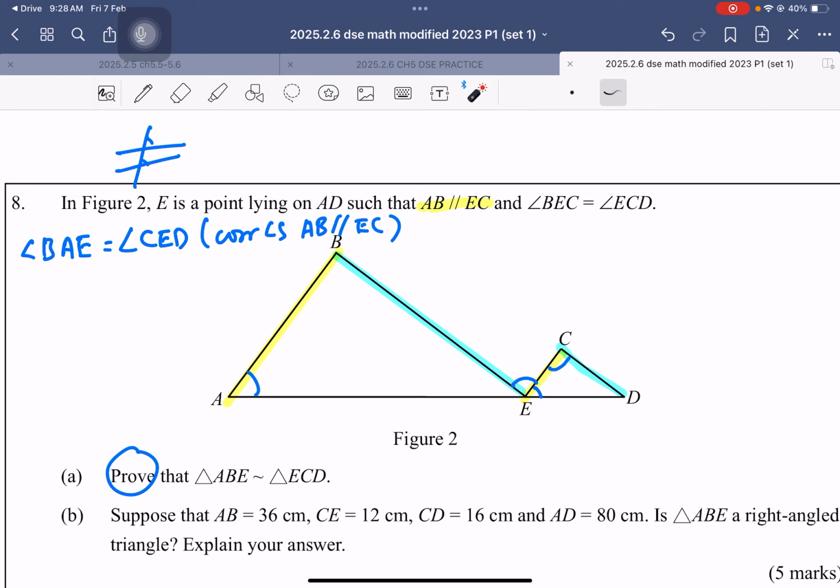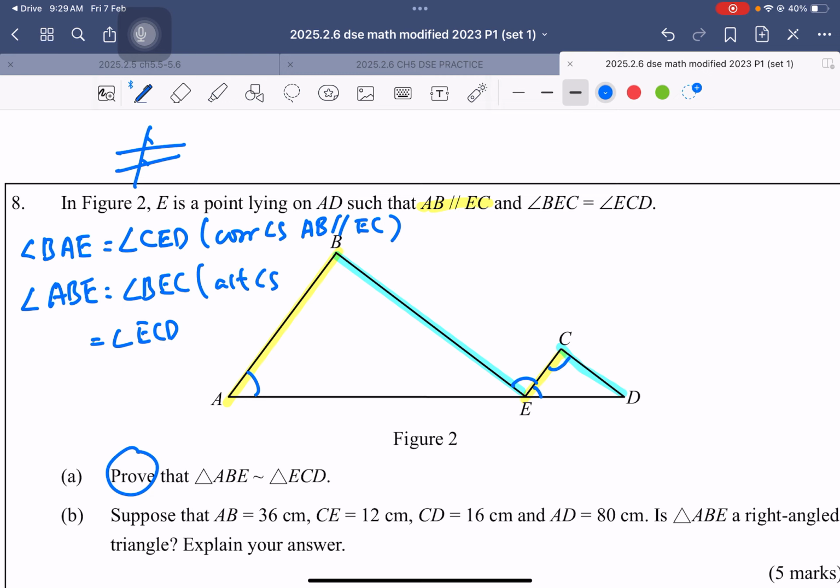Or you can use it another way. You can say these two angles, because this is parallel to this, and this is the line, then you can say this is the turning angle. So we can say the angle ABE is equal to angle BEC, which is equal to angle ECD. That's right. So that's the turning angle. Then we can still use AB parallel to EC. Okay? So now we have two angles that are actually the same already.